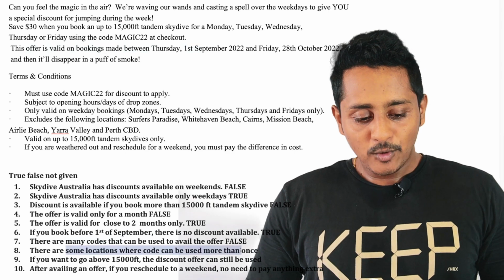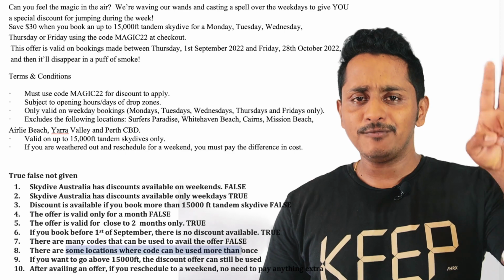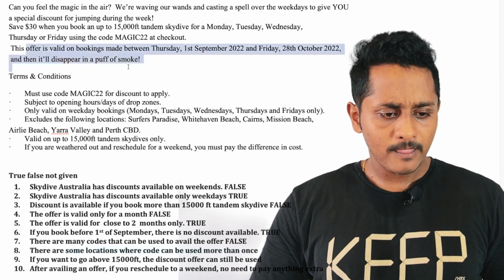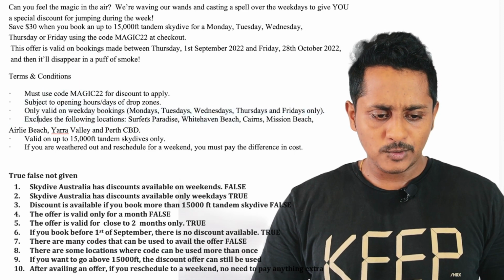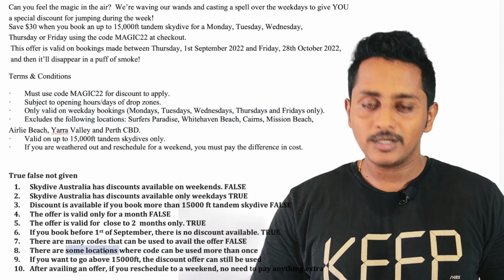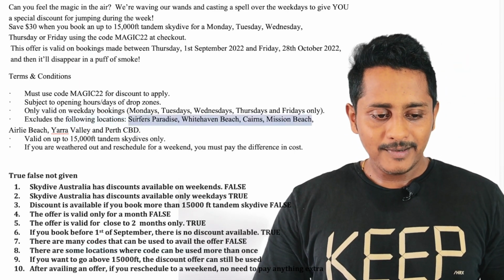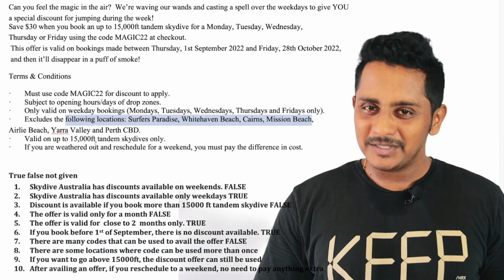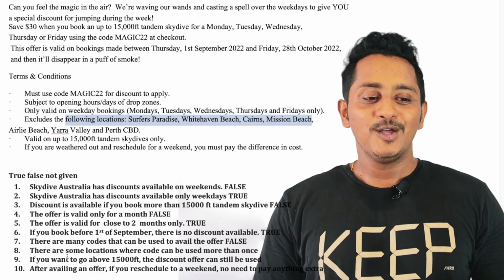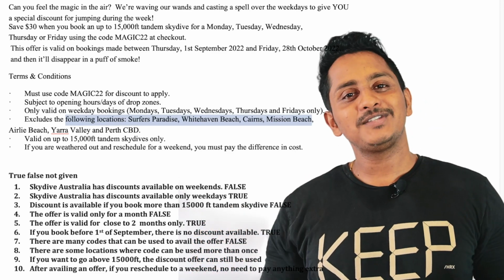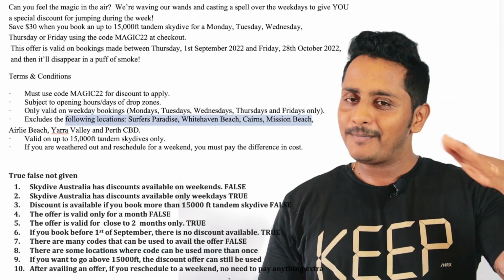There are some locations where code can be used more than once. You can use it twice, thrice. You have to use it only once. Let's see if it is written anywhere. Must use code, subject to opening hours, offer valid on weekday bookings, exclude the location. Okay, location is given. Probably it is in this paragraph. It does not apply to these locations, but I do not think they have mentioned if you can use the code more than once in some location. So this entire information is missing. How many times you can use the code is nowhere in the paragraph.